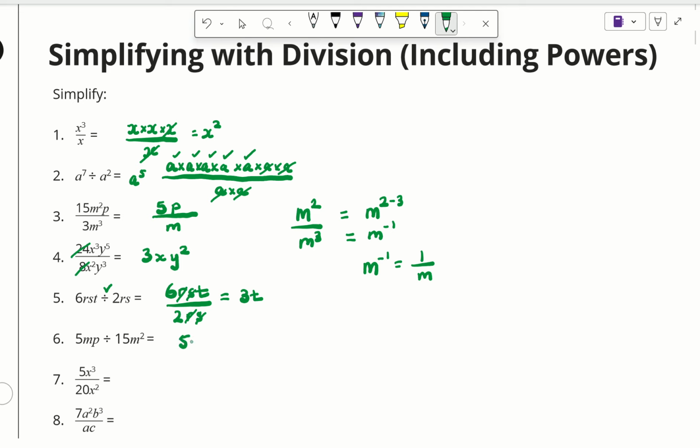5MP divided by 15M squared. The M's are going to cancel. 5 goes into 15 3 times, so that's just going to be like 1p, which we don't have to write 1p, by the way, over 3. And m divided by m squared is just m on the bottom. So we don't write 1p, we write p over 3m.